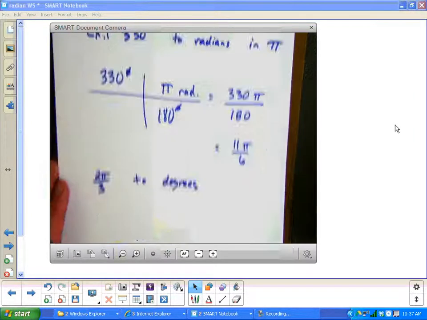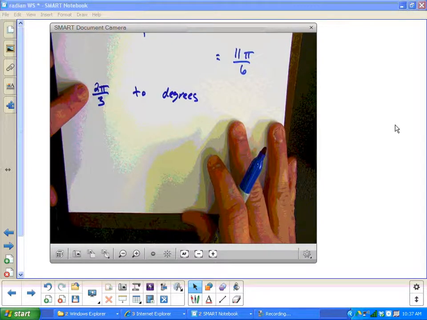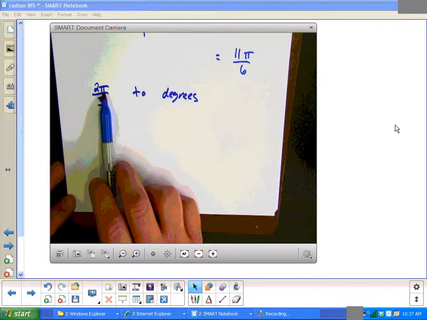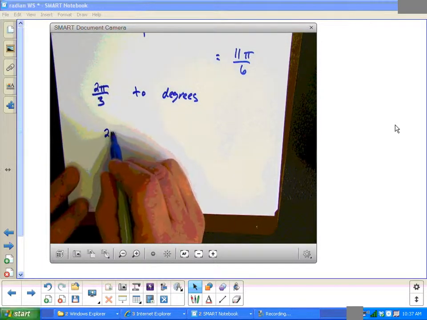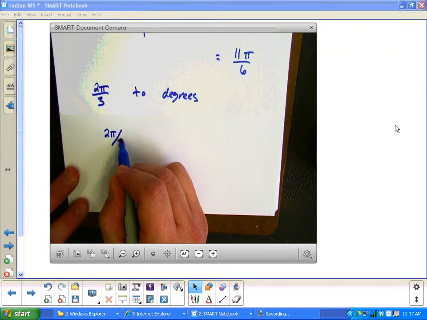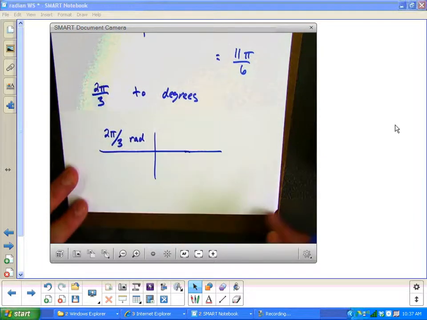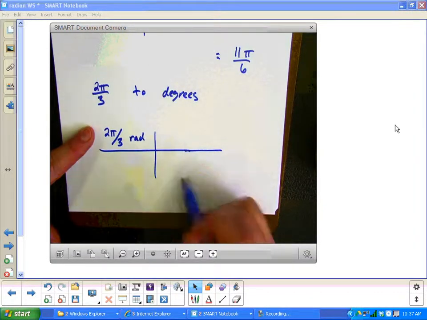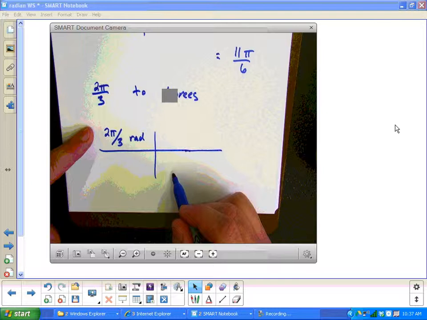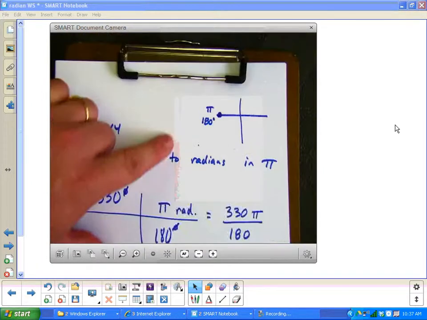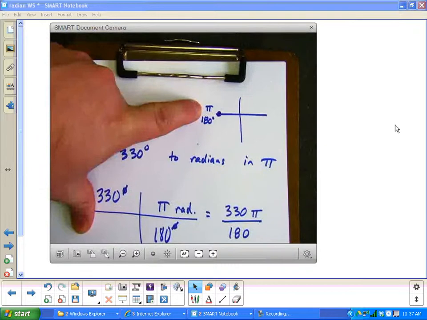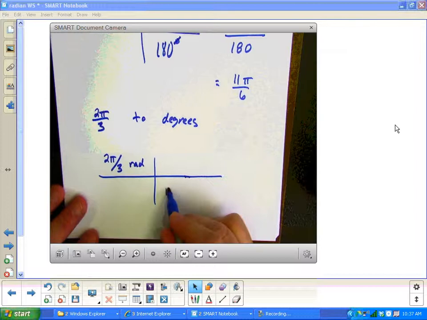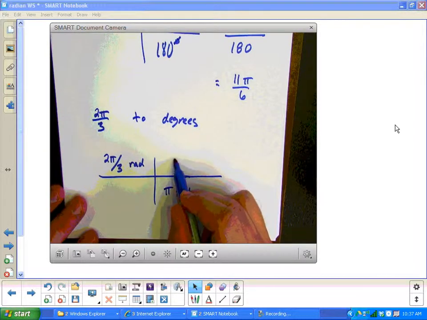Now, a lot of times when you change radians to degrees, usually you can round your answer to a decimal value, especially if this is in terms of pi. Okay, so let's do this. We're going to do 2 pi over 3 radians, and we're going to switch it to degrees. So what do we know about radians and degrees here? There are pi radians in 180 degrees. Now, where would I write pi radians? The bottom. And so then 180 degrees would go at the top.